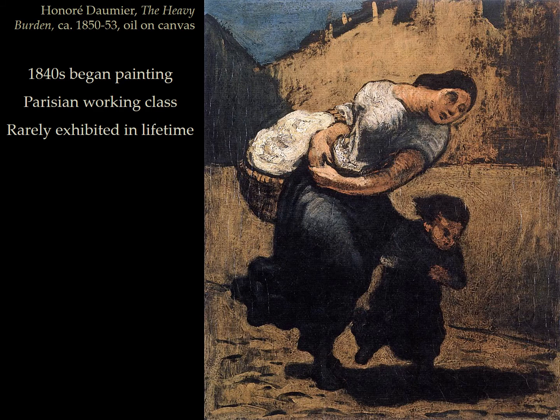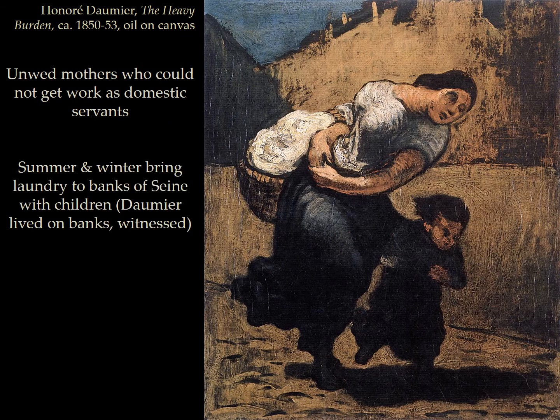Now, in the 1840s, we find that Daumier begins painting alongside his printmaking efforts. And what he prefers to paint are the Parisian working class. Now, these were rarely exhibited in his lifetime and were made for himself. So here we have The Heavy Burden, in which a washerwoman is taking clothes to wash down to the river. So this is an unwed mother. They could not get work as domestic servants given their station as single moms. So in the summer and winter, they would bring laundry to the banks of the Seine with their children.